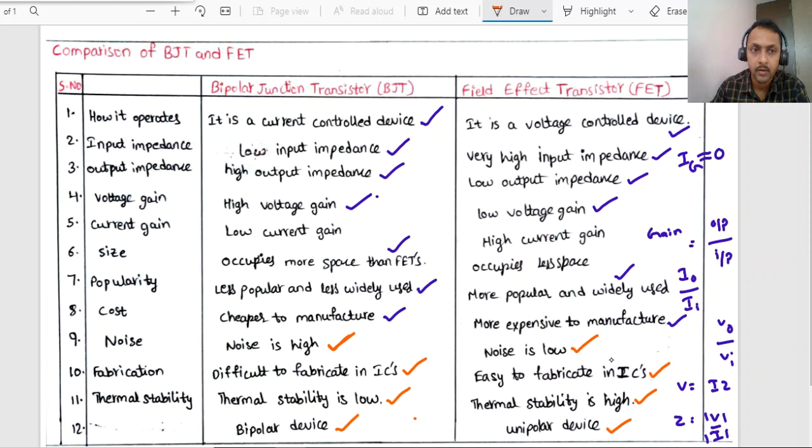For BJT: current controlled device, low input impedance, high output impedance, high voltage gain, low current gain, occupies more space, less popular, cheaper to manufacture, noise is high, difficult to fabricate in ICs, thermal stability is low, and it's a bipolar device, right?